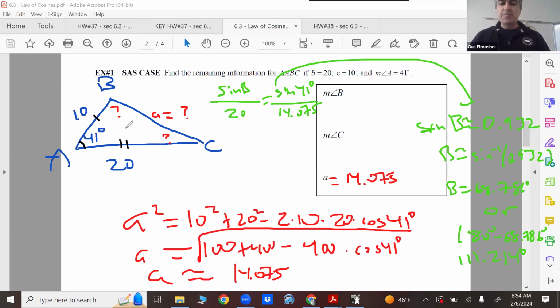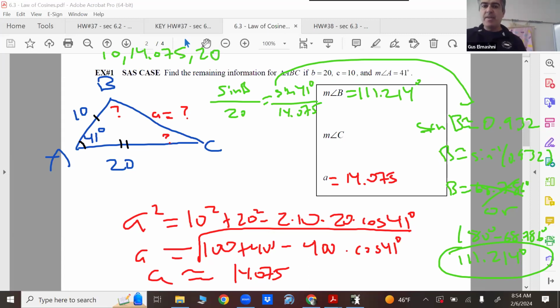Here's what you have to do. It's going to be this one. Here's why. I know, it's weird. I know, it's really crappy. Here's what you have to look at. What are your sides now? 10, 14.075, and 20, right? Those are your three sides.